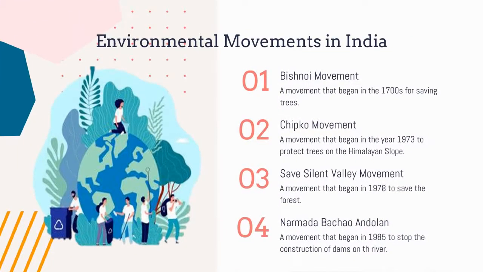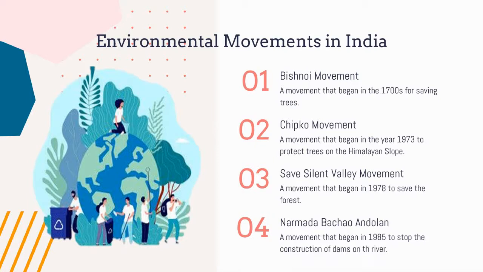There have been many movements that have taken place in India. Some of the major movements are what we are going to discuss here today. The first movement took place in the 1700s in the state of Rajasthan. The main aim of the movement was to save the sacred trees from being cut down by the soldiers for building a new palace.